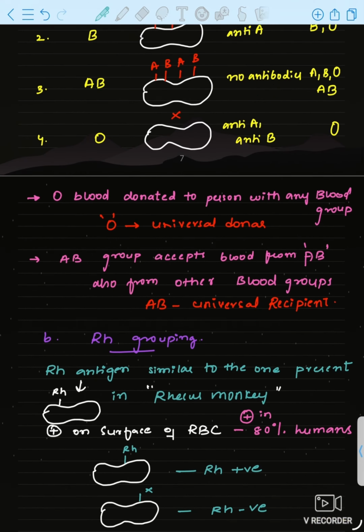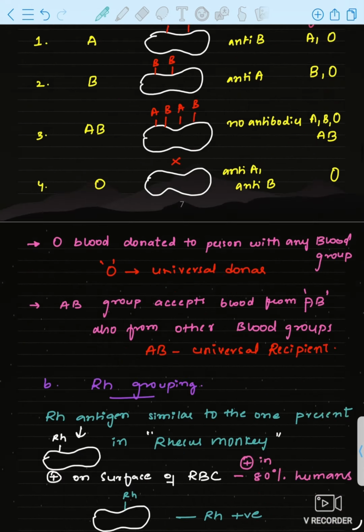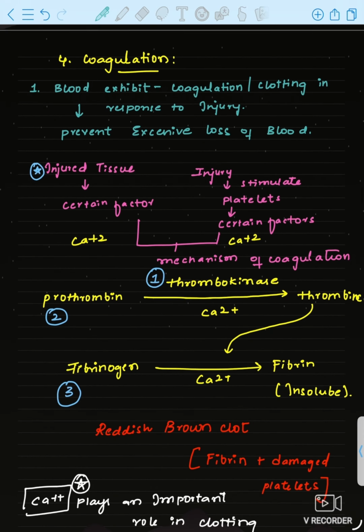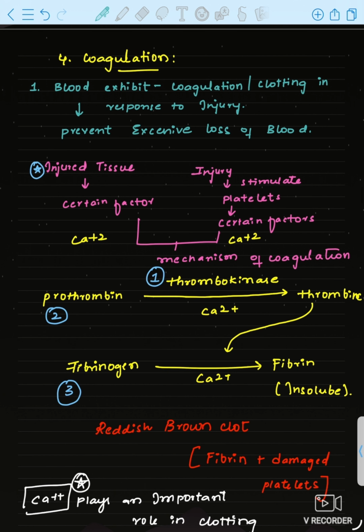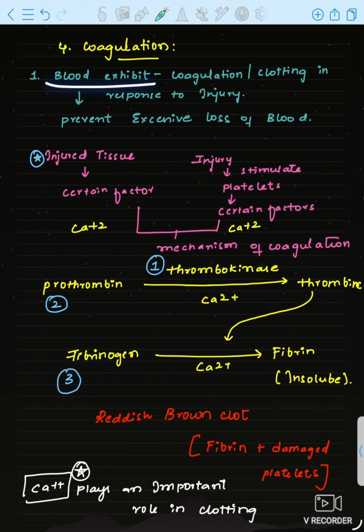So this is all about blood grouping, ABO blood grouping and Rh blood grouping. Let us move further to coagulation. Coagulation means what? Blood clotting. When there is injury in the body, excessive bleeding will occur. To prevent that excessive bleeding, coagulation will occur. Blood exhibits coagulation or clotting in response to injury. Why? To prevent excessive loss of blood.